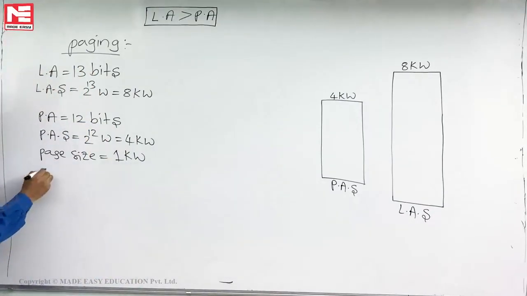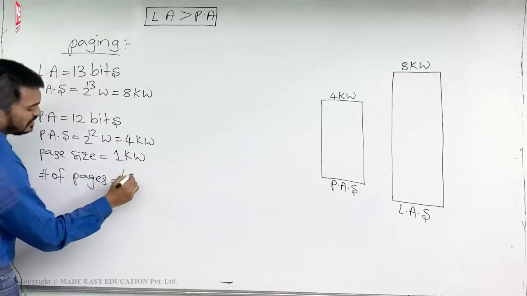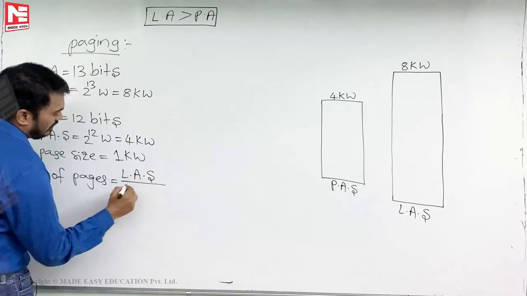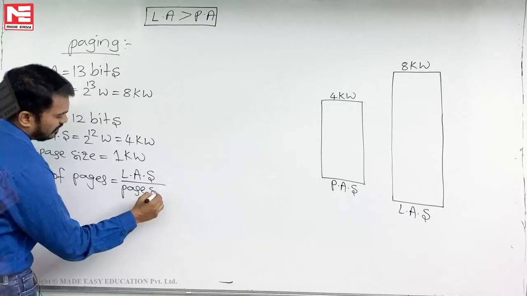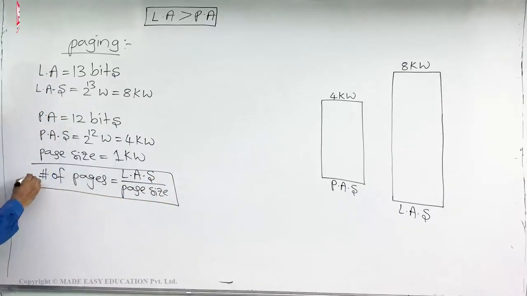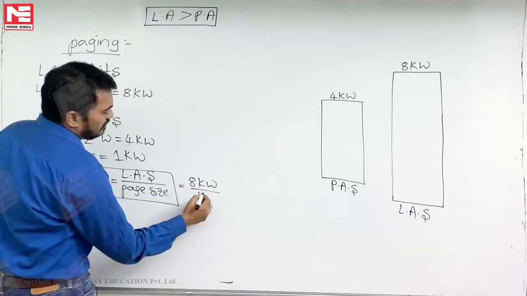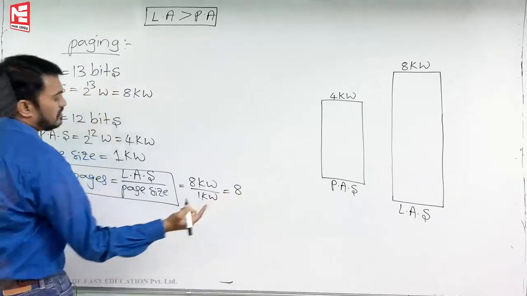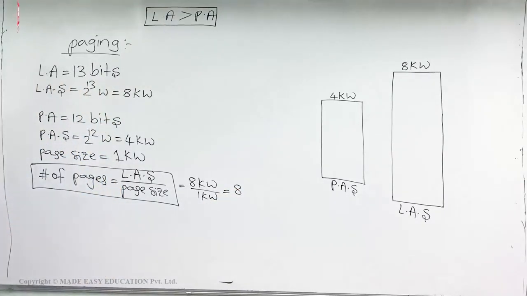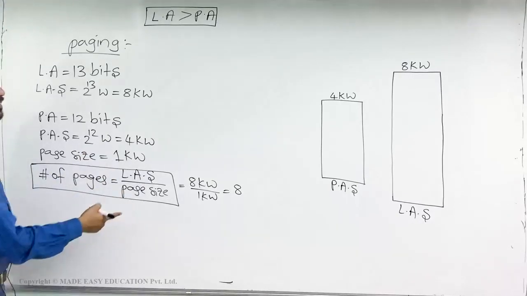Now if you want to find the number of pages, note down the formula. If you want to find the number of pages, what is the formula? LAS divided by page size. Note down: LAS divided by page size. So that is 8 kilowords divided by 1 kilowords, that is 8. So copy. Number of pages formula: LAS divided by page size. Put it in a box, box means important.